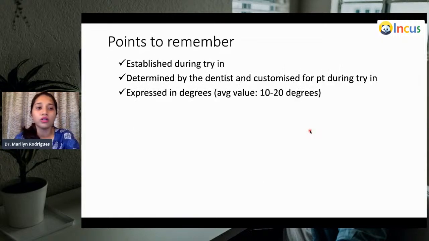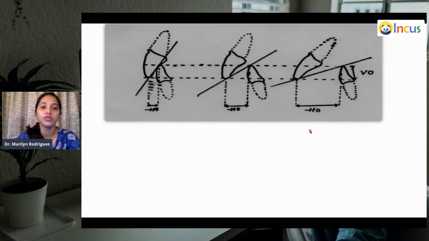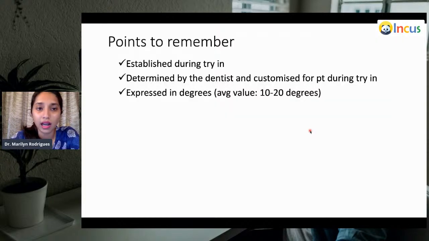Now, points to remember in the incisal guide angle: it is established during try-in. It is determined by the dentist and customized for the patient during try-in. It is expressed in degrees and the average value is around 10 to 20 degrees. Okay, now let's see how it affects our factors.